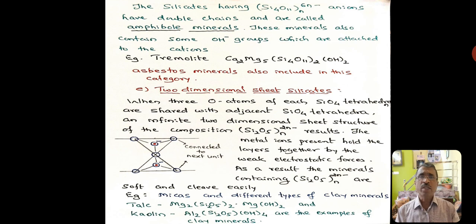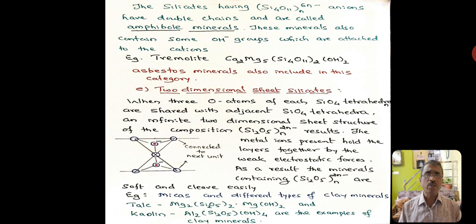So it is having the 2 silicon atoms, they are linked like this, and among the 4 oxygens, 3 oxygens are utilized for the formation of a chain. So therefore each silicate ion is left with 1 oxygen having a minus charge. Therefore here 2 silicates are linked, hence the charge becomes 2 minus. Now the micas and different types of clay minerals are the examples of this category. The clay minerals like talc.